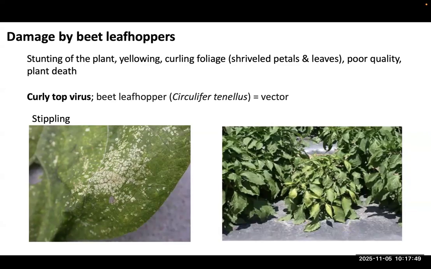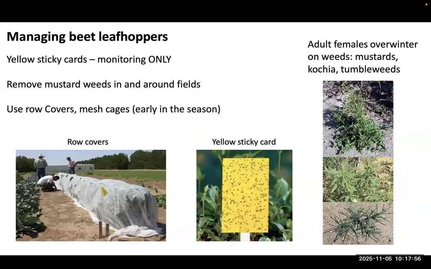The thing about these guys is that their primary host isn't chili or other vegetables. They're going after mustards and other weeds. That's their primary host, so they're just traveling through. Managing them can be a little tough because they're just coming and going. Row covers to exclude them, monitoring for them, yellow sticky cards, and removing mustard weeds in and around the field can help. I'm sure you'll learn more about that momentarily.